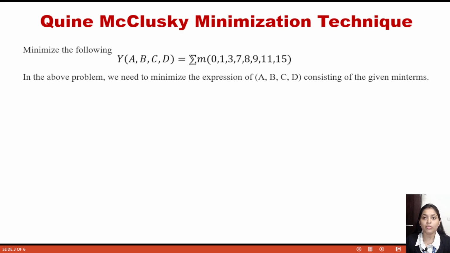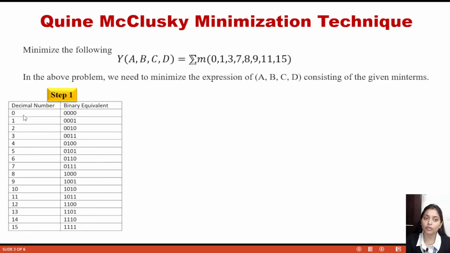Now, starting with the process, there are almost 5 to 6 steps. So step 1: first of all, you should know how to convert a decimal number to its binary equivalent. If you don't know, just go and watch my previous video on the number system, where I very clearly explain how to convert any decimal number into a 4-bit binary number.